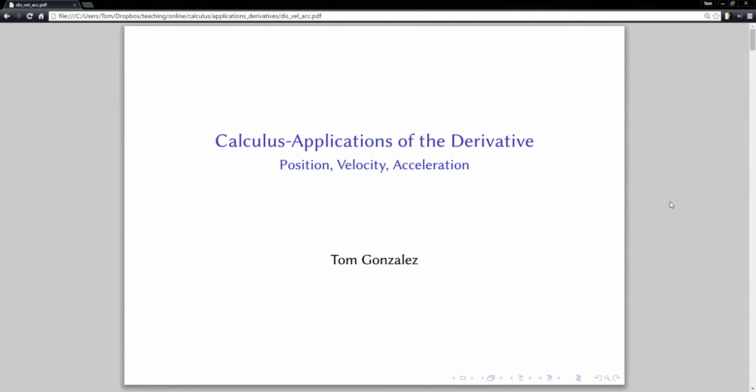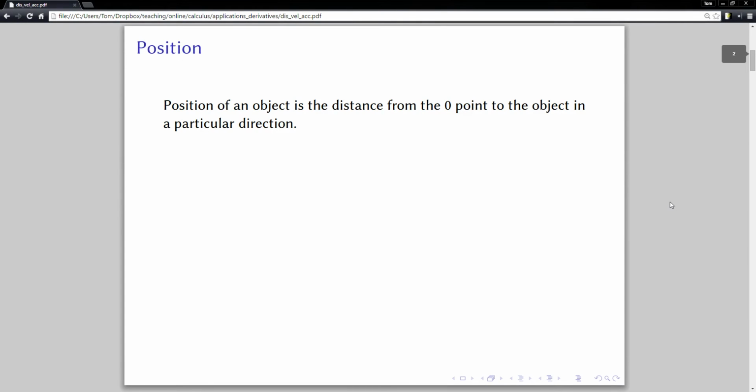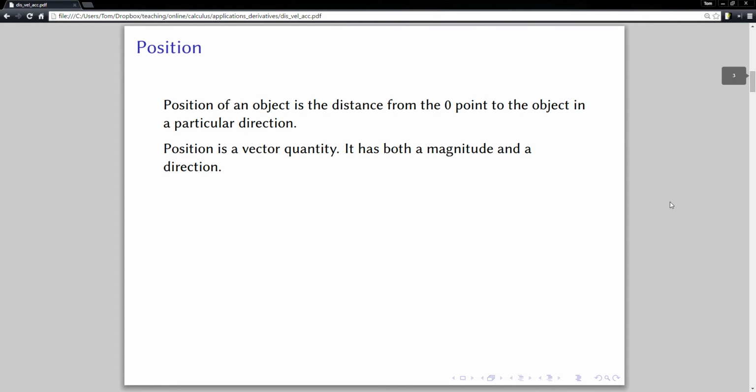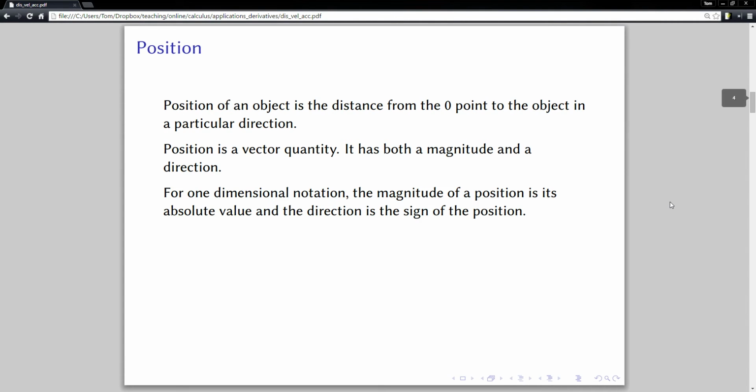In this video, we're going to talk about position, velocity, and acceleration. So position we've already talked about, right? Position of an object is the distance from the 0 point to the object in a particular direction. There are a couple of fine points that you need to take note of. One is that position is a vector quantity, so it has both a magnitude and a direction.